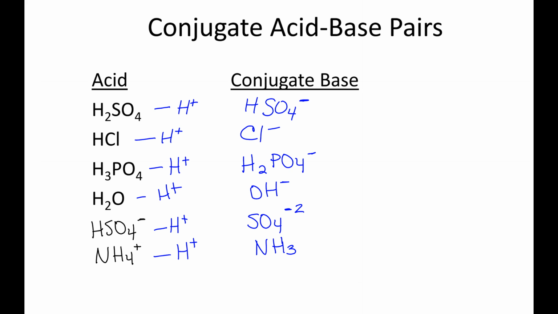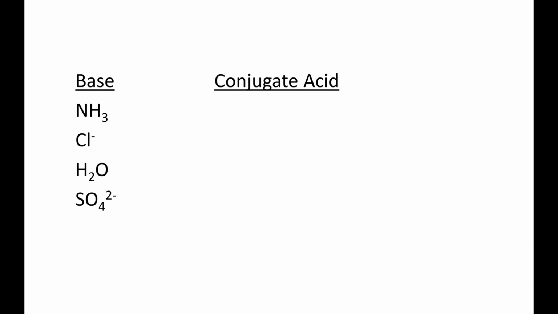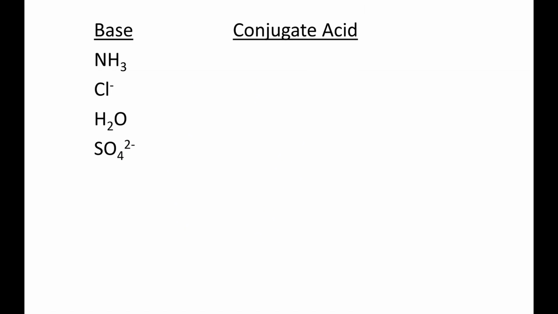For every H you take away, you're going to the left one. So it's negative 1, negative 2, negative 3. If you start with a positive, you're still going to the left when you take away an H, so it goes from positive to 0. Hopefully that helps. Okay, let's try bases with the conjugate acid.